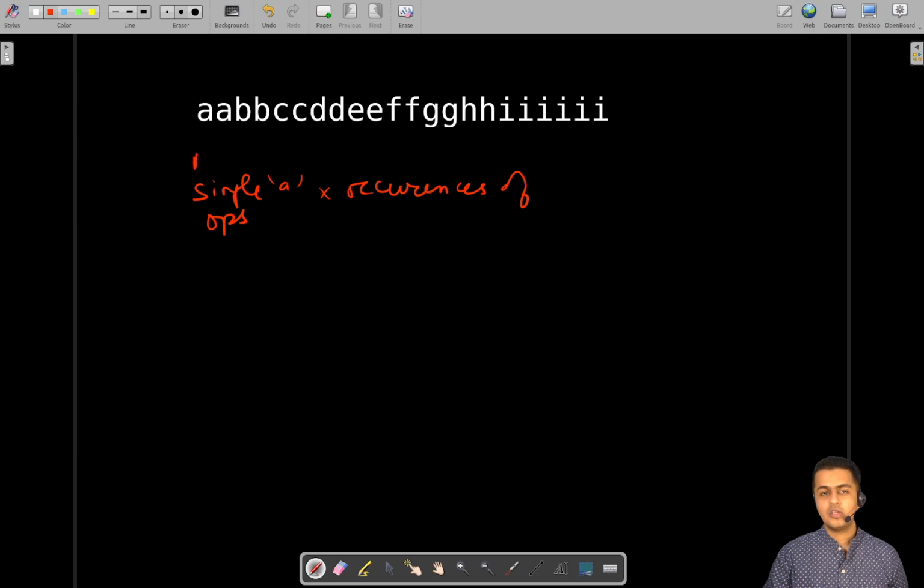Or you can say key pushes required for single a of and occurrences of a. So that much number of work or number of pushes you have to do.